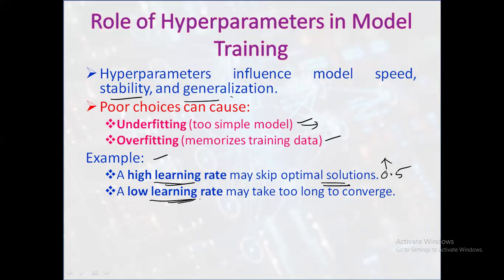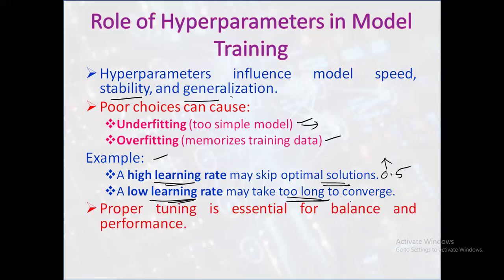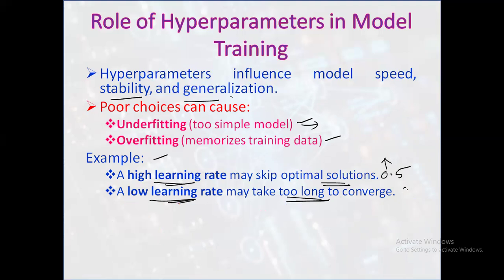And a lower learning rate, if you are considering a lower learning rate, may take too long. It will take too long to converge. Conversely, a very small learning rate, if I am taking a very small learning rate like 0.0001, can slow down training significantly and may get stuck in local minima. This may be stuck at a local minimum. This is the main drawback if you are going for a low value: getting stuck at the local minima.